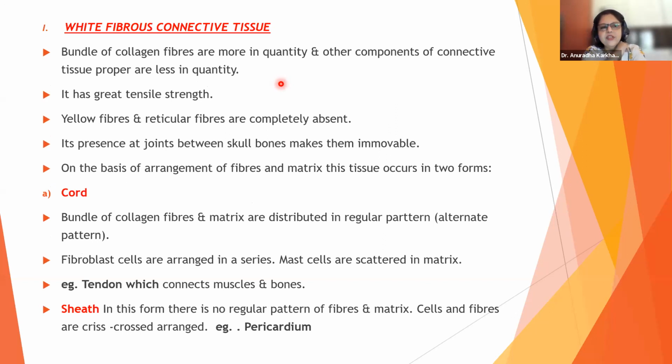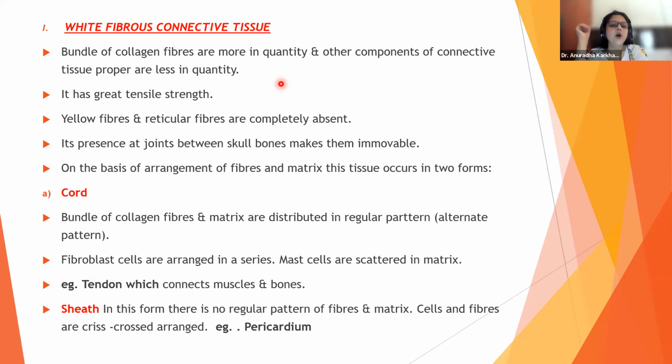White fibrous connective tissue. Bundles of collagen fibers are more in quantity and other components of the connective tissue are less. It has great tensile strength. White fibrous, beta, collagen, collagen fibers give strength. Yellow fibers and reticular fibers are completely absent. Its presence at joints between the skull bones makes the skull bones immovable. We have already seen these. The skull bones are immovable, if you remember.